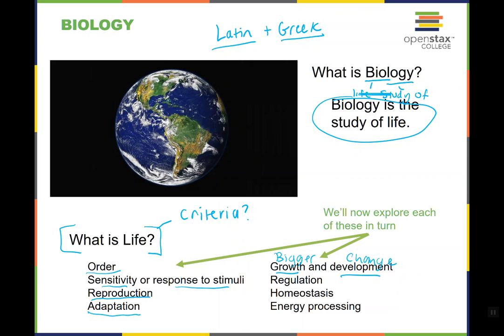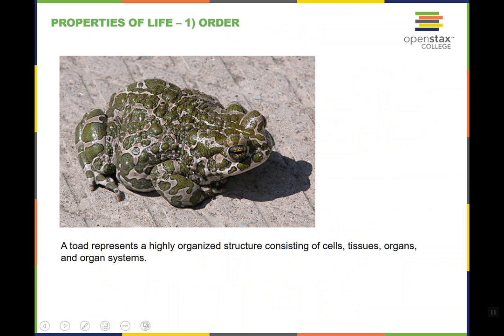Regulation is metabolic housekeeping activities, so using fuel, passing waste, those kinds of things. Homeostasis is the outcome of regulation, so this is maintaining constant conditions in spite of changing external conditions. And all of this requires energy processing. So for us, we eat, and that means we are turning food molecules into energy to power our cells. So now we'll go through each of those properties step by step.